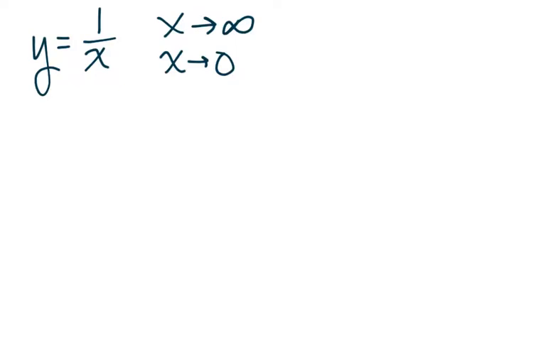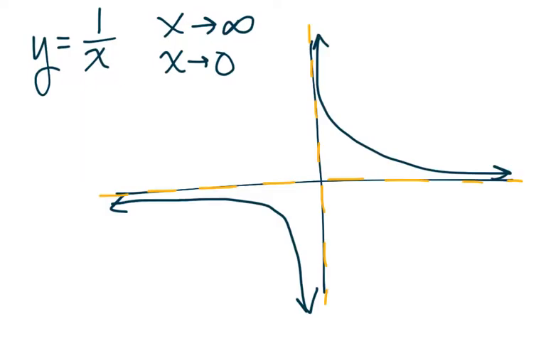So we have to look at the graph to determine what's happening as x gets really, really big or really, really small, or as x approaches 0. So 1 over x is called a rational function. The graph of the rational function is a hyperbola, as I've drawn in here, with asymptotes at x equals 0 and y equals 0. An asymptote means our graph gets close to it, but it doesn't ever actually touch it.